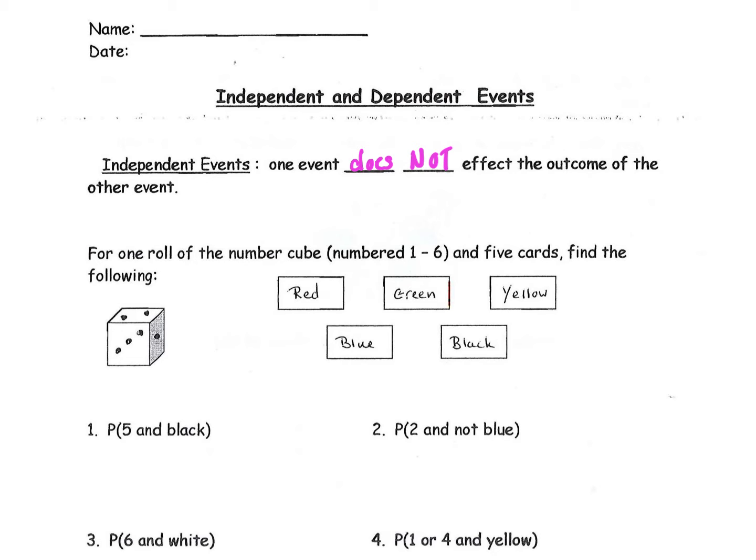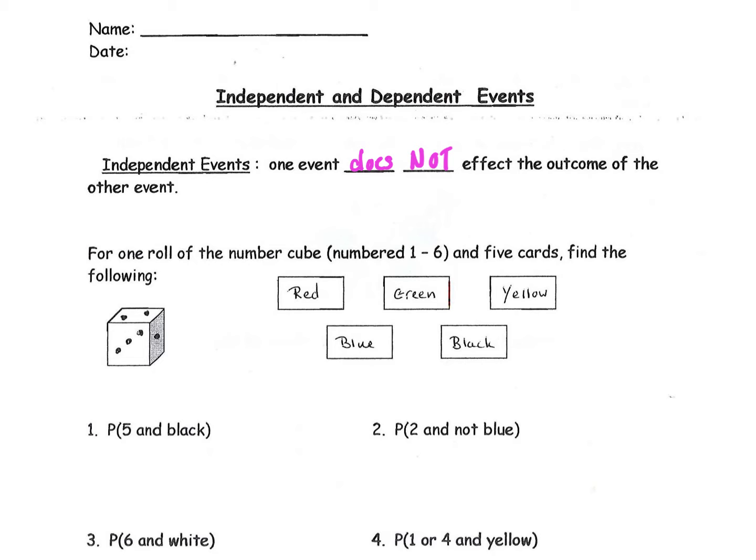In this case, you can see down at the bottom or underneath we have a number cube and it's numbered 1 through 6, and we have 5 different cards. So those are two separate events. Sometimes we do the same thing, like toss a coin and then toss a coin again. There's two events. In this case, these two events are different.